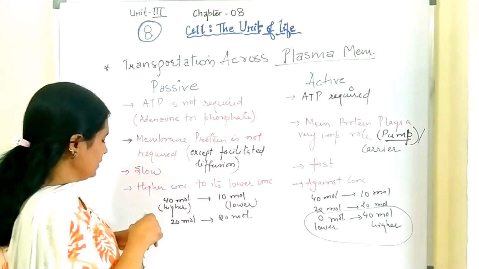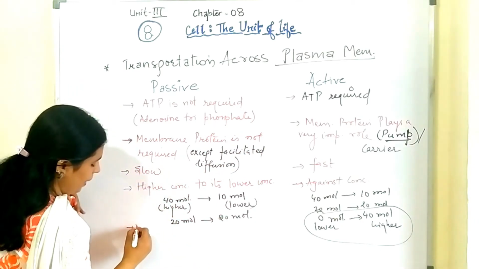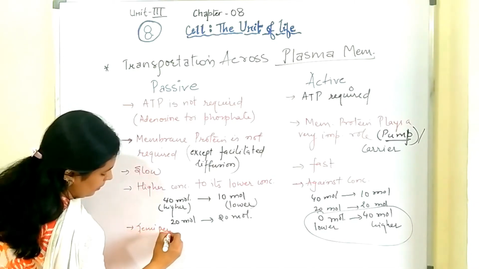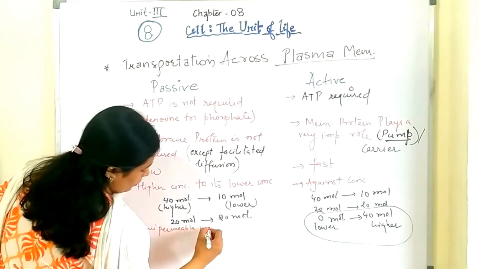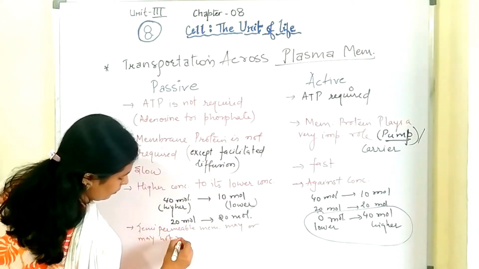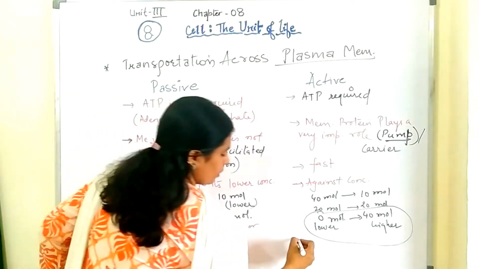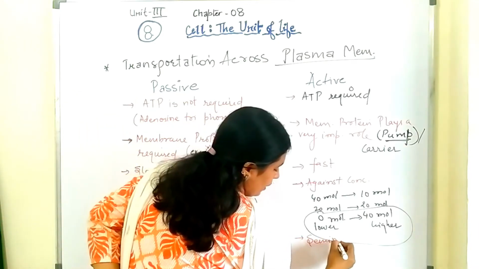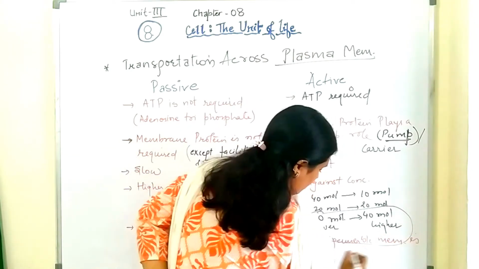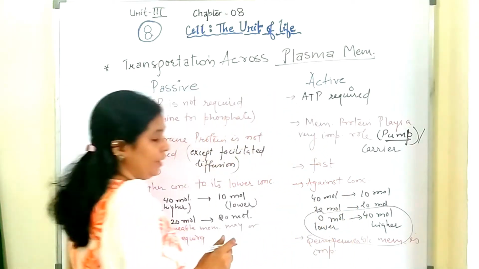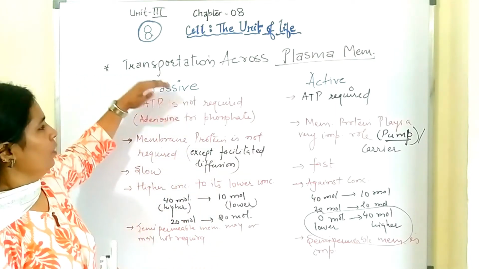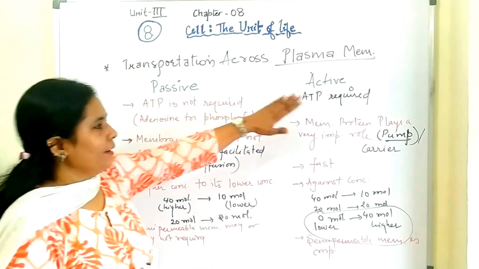Next is the semi-permeable membrane, which may or may not be required in passive transportation. Here in active transportation, the semi-permeable membrane is important. Without a semi-permeable membrane, active transportation will not take place. So in active transportation ATP is required, and here in passive, ATP is not required.